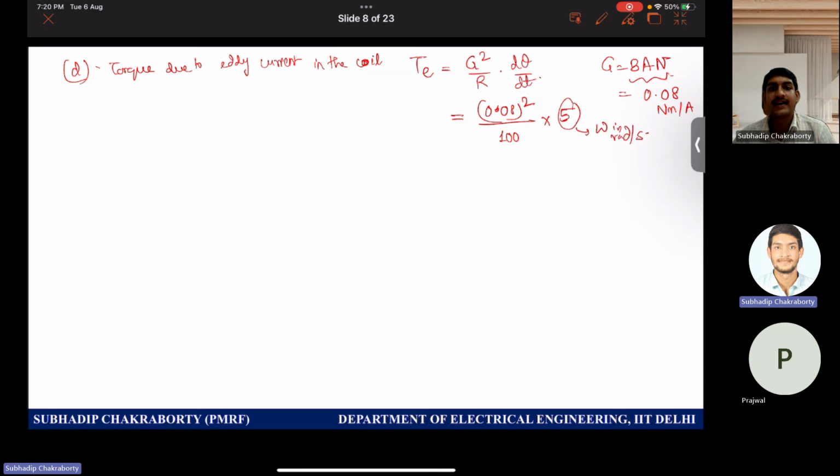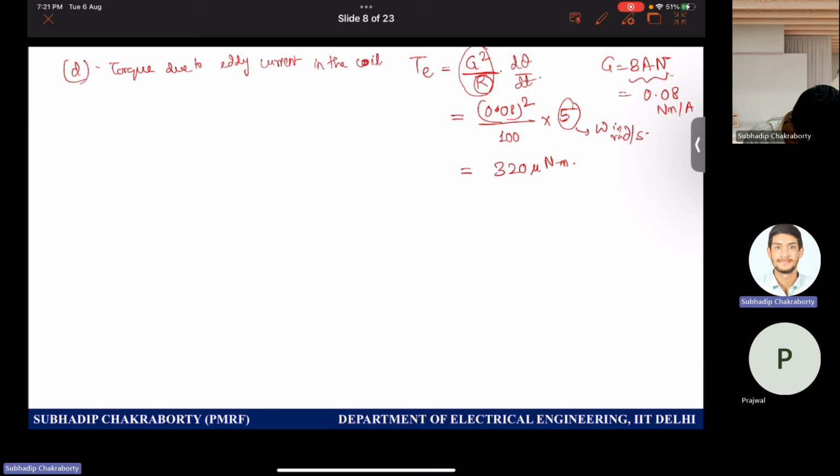I hope you understand why the eddy current torque will always try to oppose. It will try to dampen the actual torque. So it is G square by R, which is the damping coefficient, where R for the coil is R coil plus R external, times omega. So you just calculate the eddy current torque due to the coil itself. It comes out as 320 micro Newton meter.